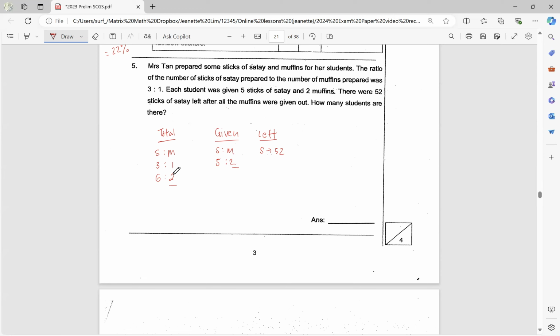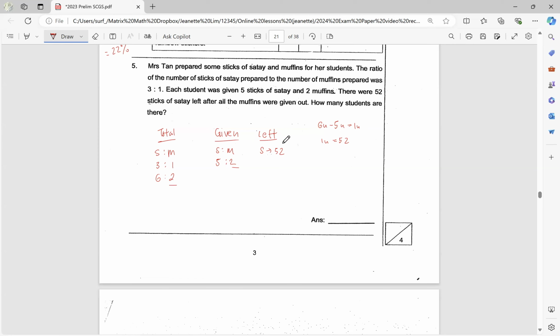So the muffins prepared is the same as the muffins given away. But the total number of sticks of satay prepared is not the same as what's given away, because you still have 52 sticks of satay left, right? So actually the amount left plus the amount given away is the total amount that is prepared. So the total amount prepared minus what is given away is 1 unit. And that 1 unit will be 52, the amount that is left.